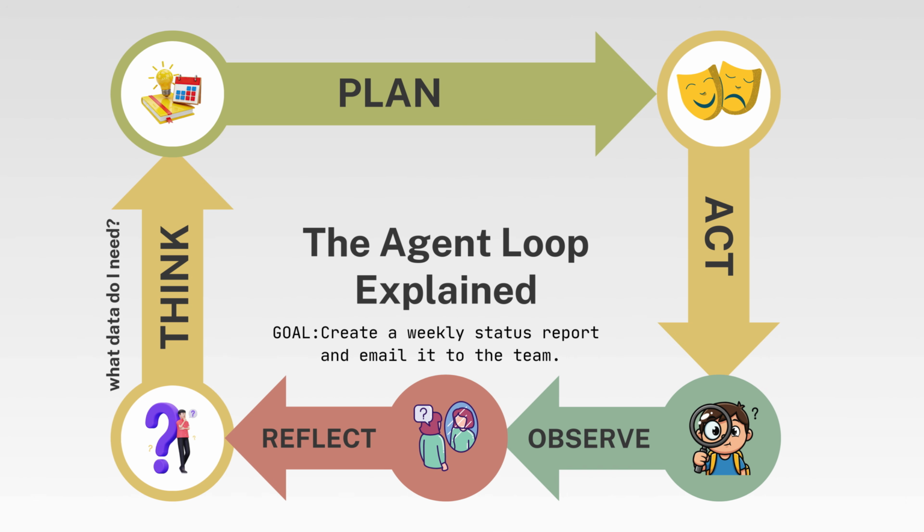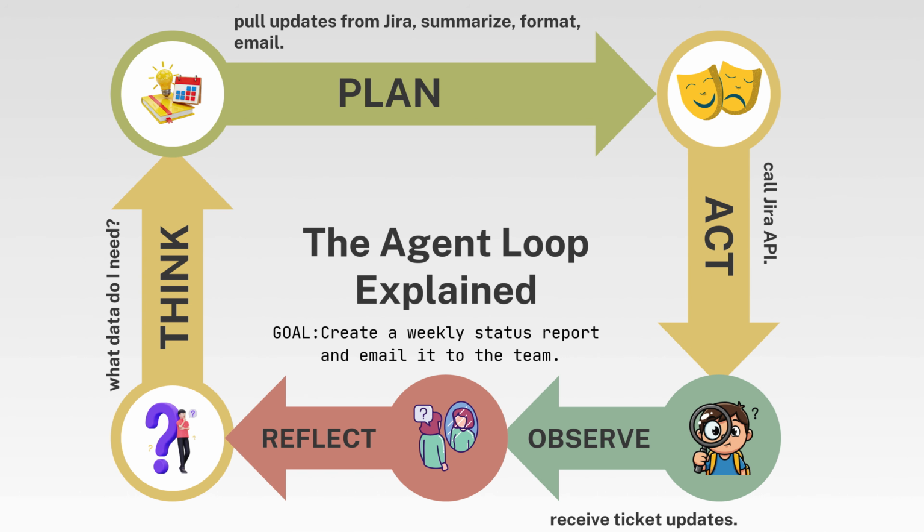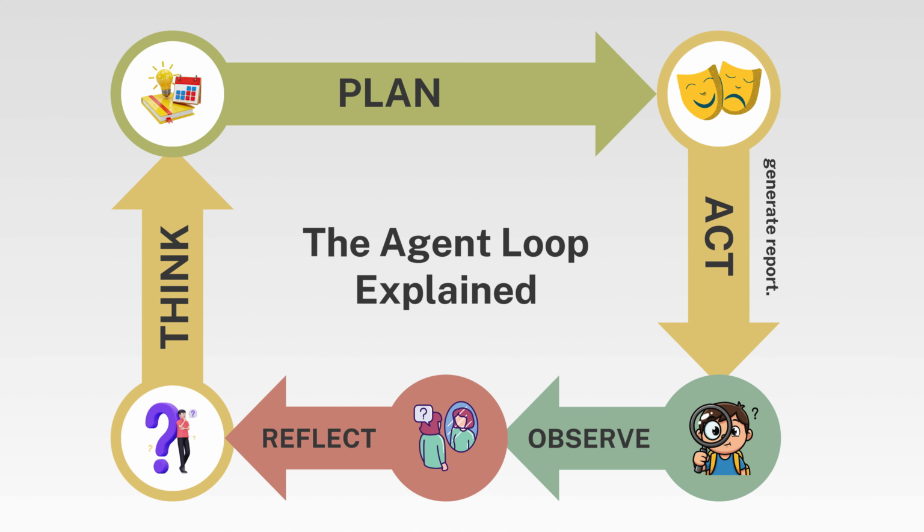Plan. Pull updates from Jira, summarize, format, email. Act. Call Jira API. Observe. Receive ticket updates. Reflect. Missing one project, fetch again. Act. Generate report. Observe. Draft created. Reflect. Send email. That's the agent loop in action.